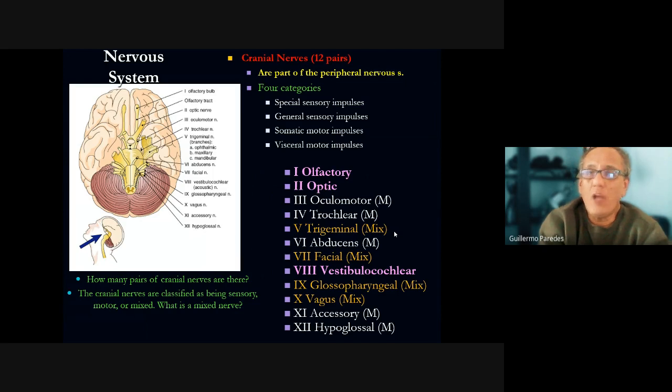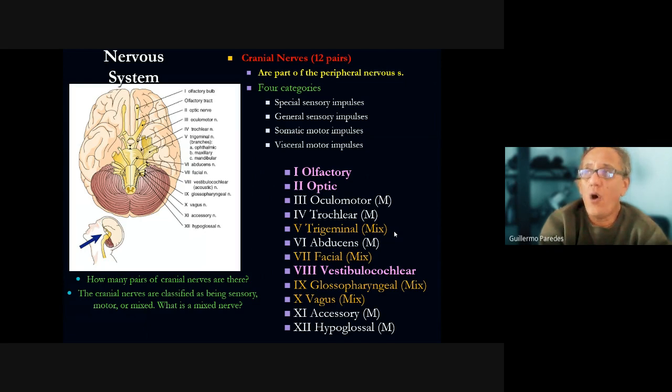Now, we have 12 pairs, one on the right, one on the left. You must know this for the exam, okay? So it's a lot of memorization. Yes, I know, but it's needed. So number one, we have the olfactory cranial nerve. That is what is making you smell.